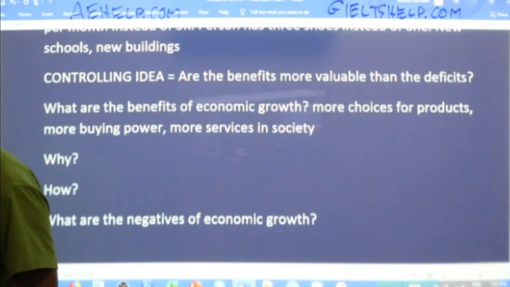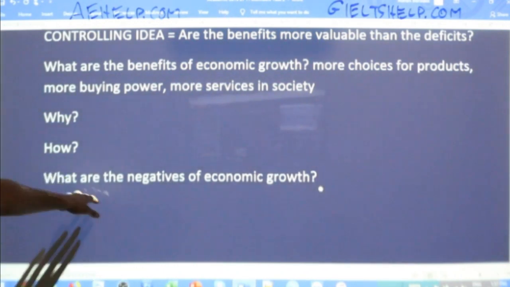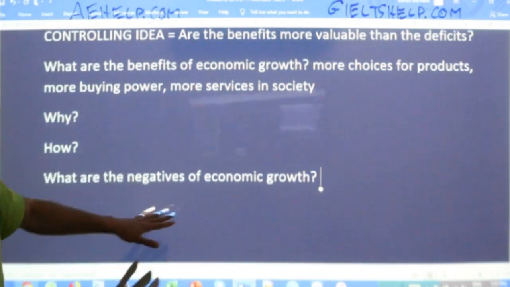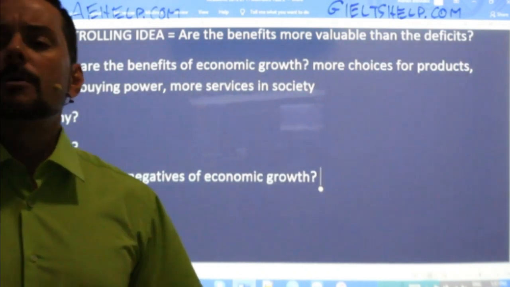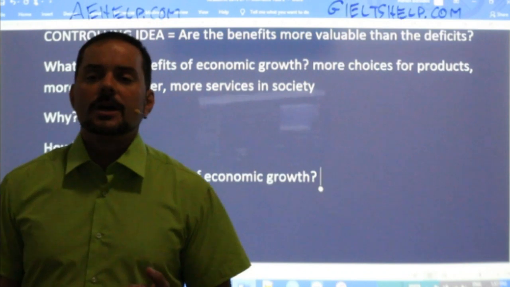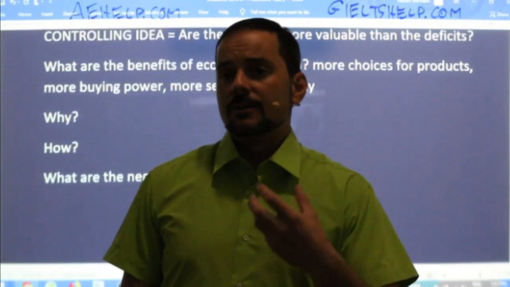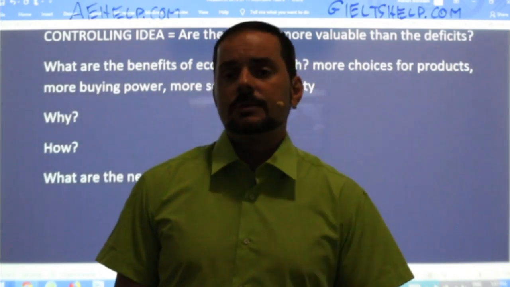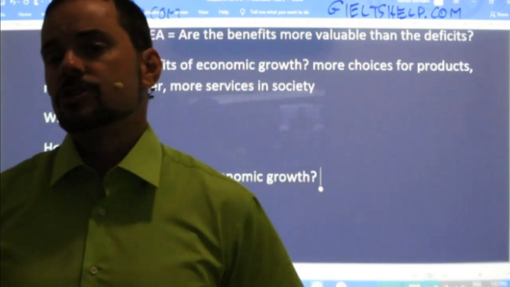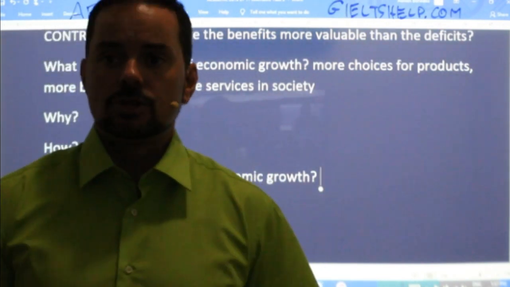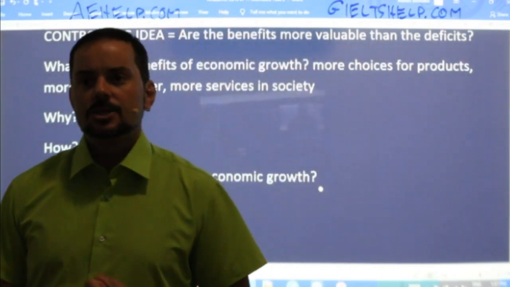Okay. So let's focus on this question for just a moment. What are the negatives of economic growth? More buying power, Danish, means that you can actually buy more with your money. So let's say you have $100. When you have strong economy, you can buy more with your $100. So instead of just one pair of shoes, you can buy 3 pairs of shoes. So you have more buying power. Does that make sense, Danish?